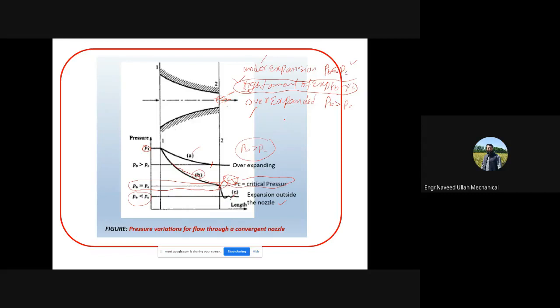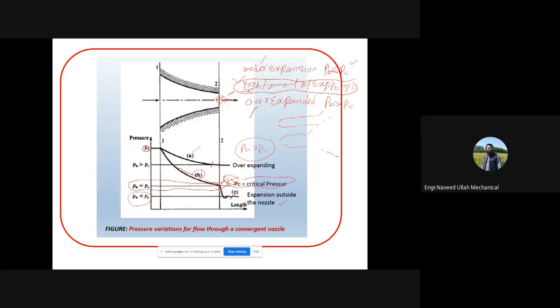So even if you draw this, I told you, for example, for the right amount of expansion, the exhaust will be like this, where PB is equal to PC. In the under expanded case, the exhaust, I told you maybe earlier, will be like this, right?